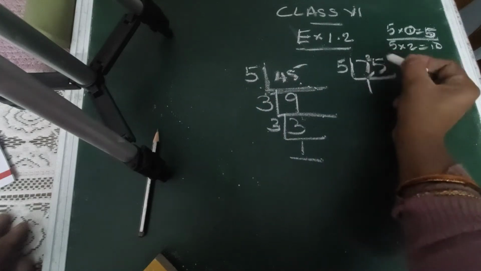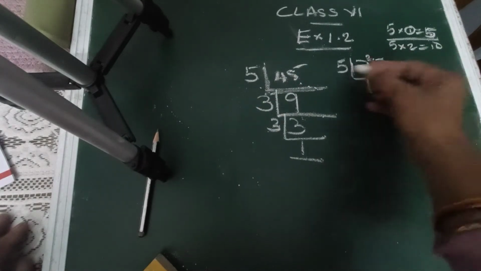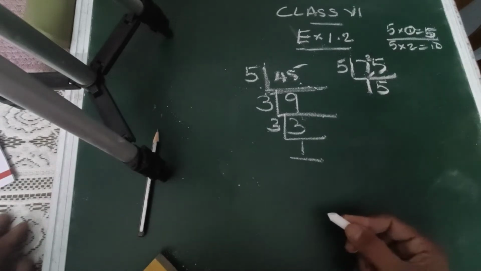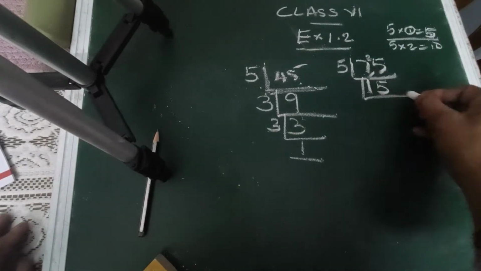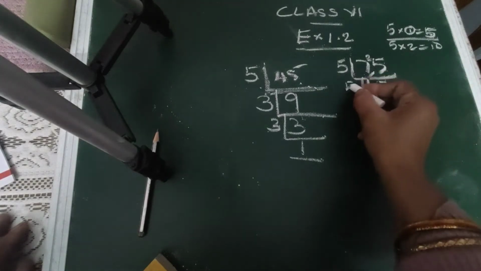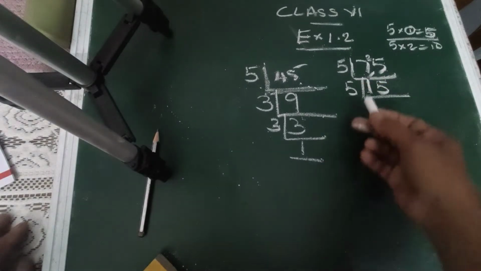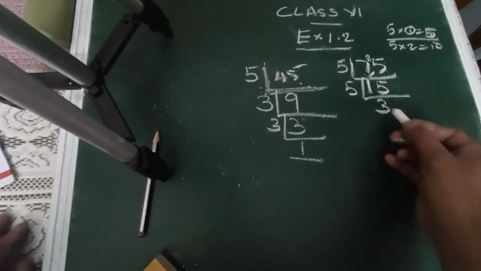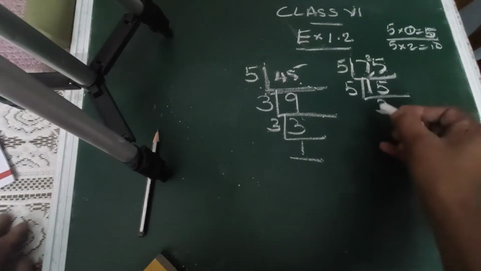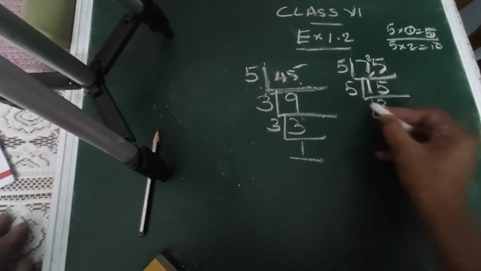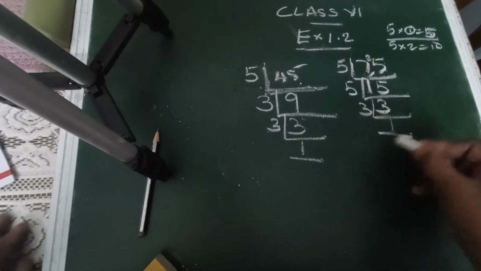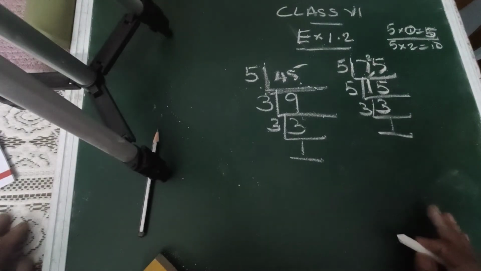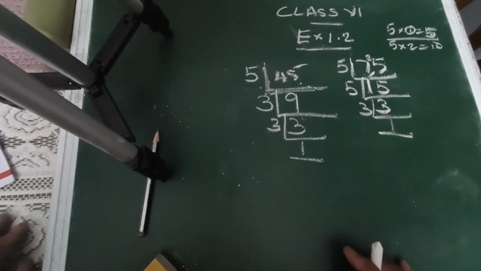Carry over with 5. Now in 25, 5 tables, 5 5s are 25. Got it? Now 15 again ends with 5. Divide by 5. This is such a small number. We know 5 tables thoroughly. So 5 3s are 15. Okay. Now 3 is prime and also odd. It is divisible by itself. 3 1s are 3. Okay. So prime factorization is over. This one we have learned already.